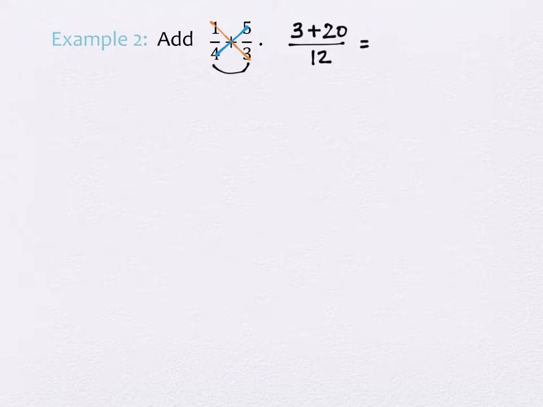So if I simplify this, what will I have? 23 over 12. And do 23 and 12 have anything in common? No. So this is a perfectly valid answer. You don't need to turn it into a mixed number. Don't do more work than's necessary, okay?